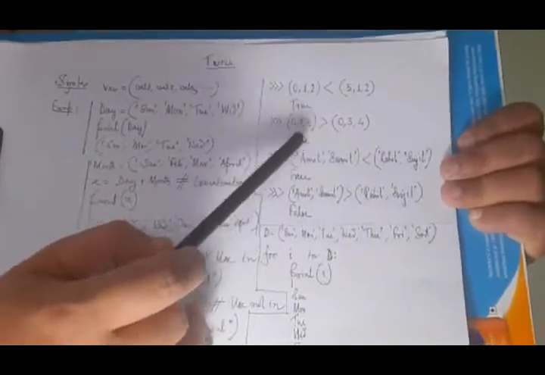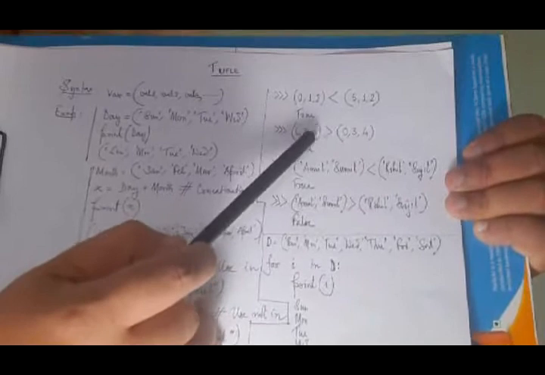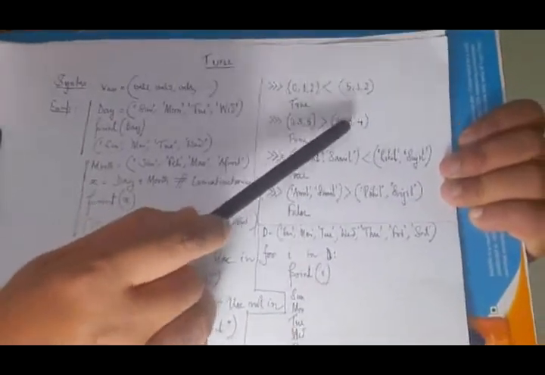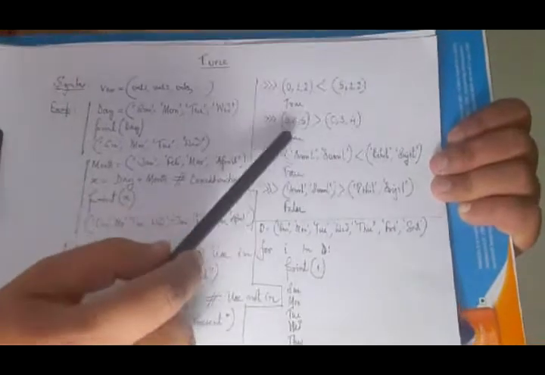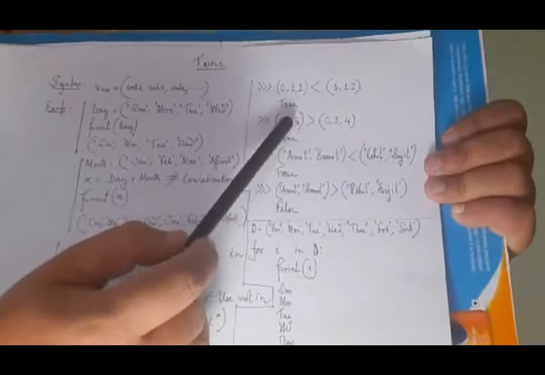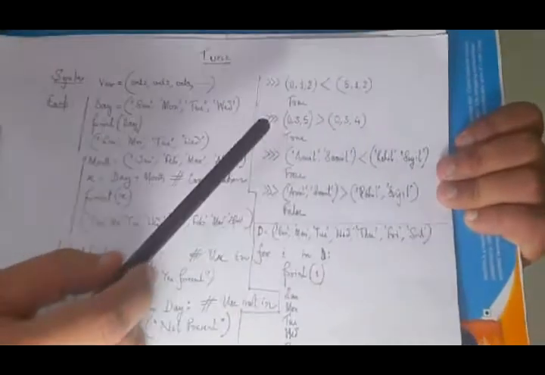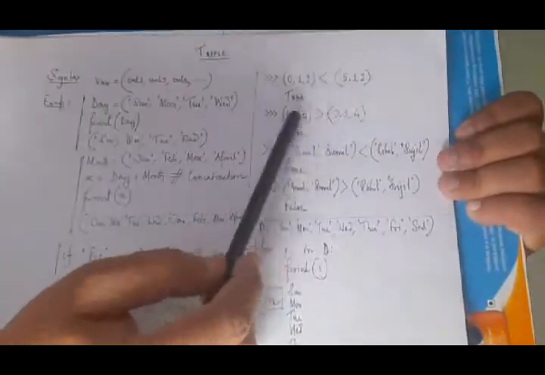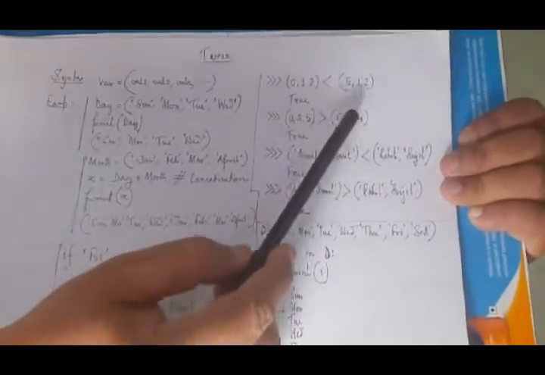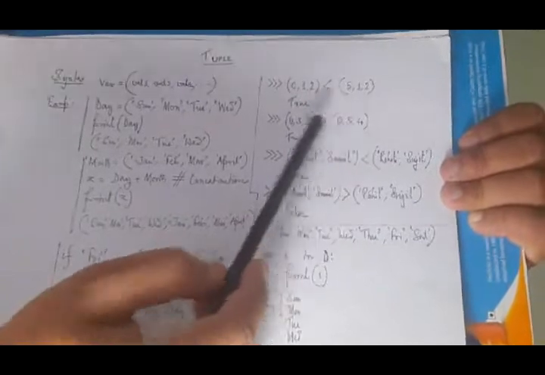Next, another set of values in tuple, (0, 3, 5) and (0, 3, 4). First to first will be compared, both are equal. Then automatically second to second will be compared, 3 and 3. Second is also equal, same. Then 5 greater than 4, yes, true, so the output will be true.